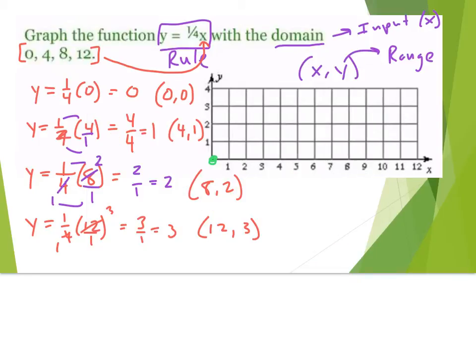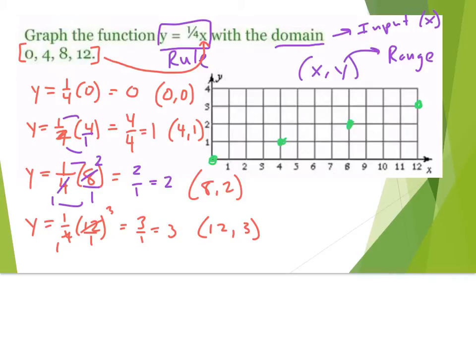And now we're back. So we left off, we plotted the point 0, 0. My input 0, output 0, so boom, there. Next one, I have my input of 4, output of 1. I'm going to put a point right here. Okay, then I have a next input of 8, output of 2, boom. And last one, input of 12, output of 3, boom.